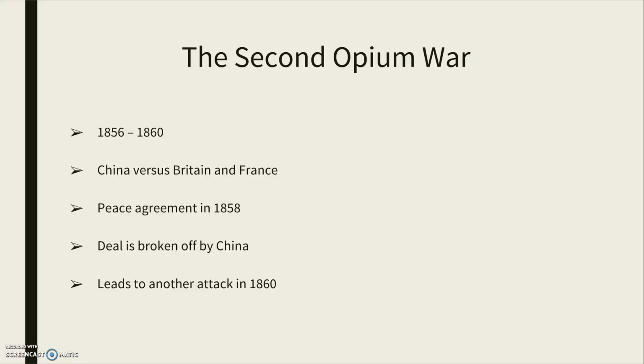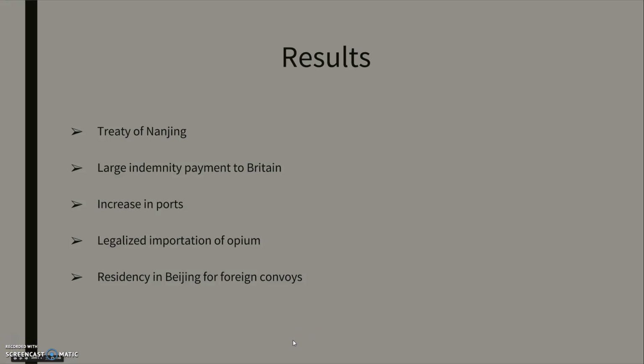And by the end, in around October, the Chinese had accepted defeat and allowed for the British and French to have foreign powers and allowed them to keep their diplomats in Beijing, as well as having the opium trade being legalized. And that was the end of the Second Opium War.